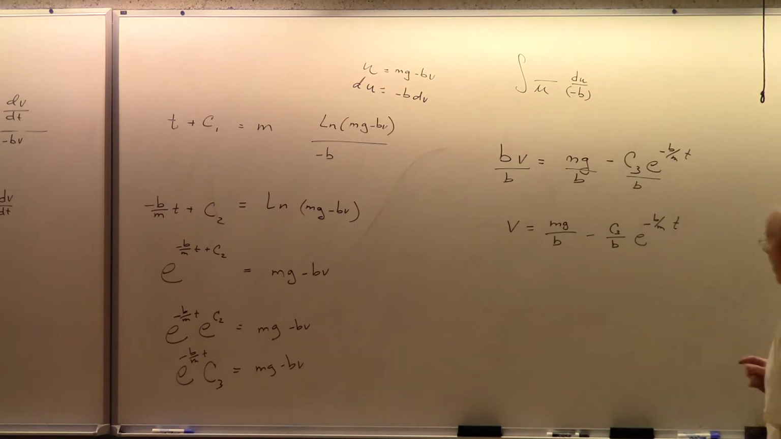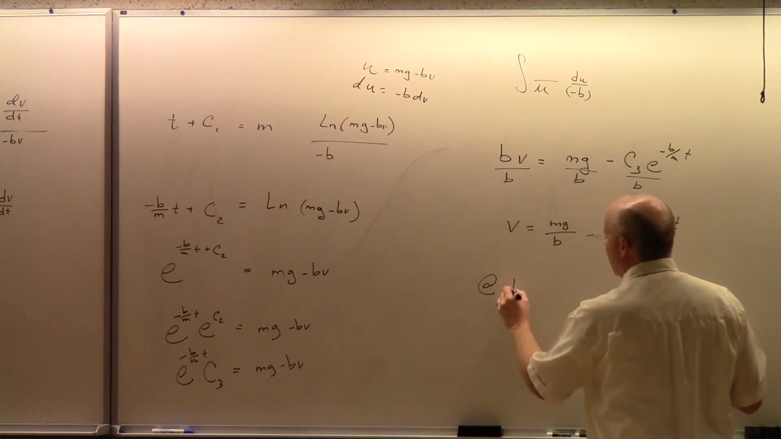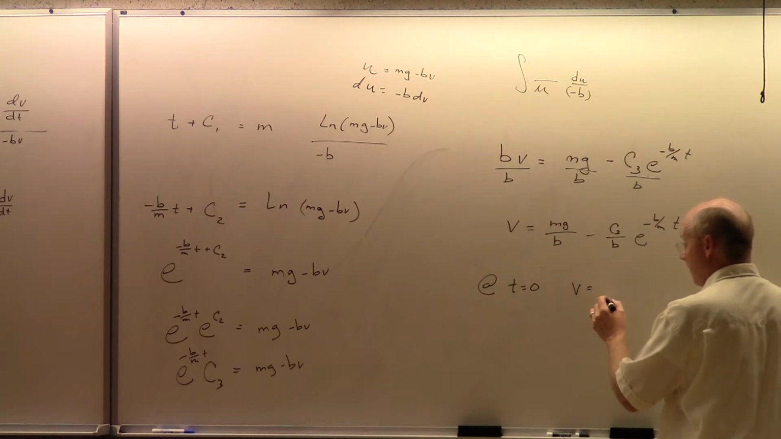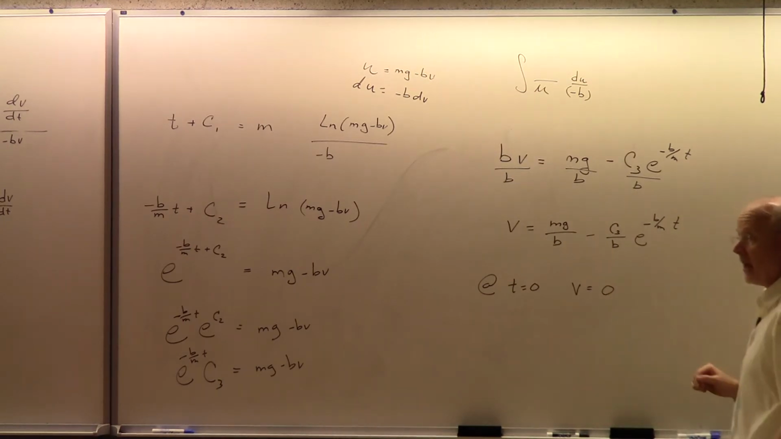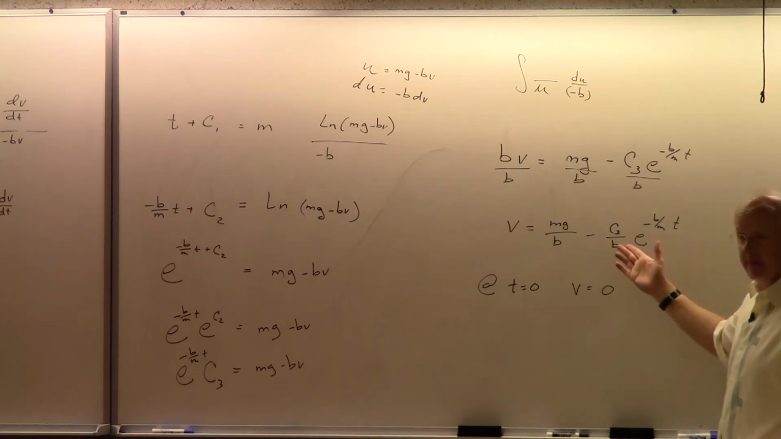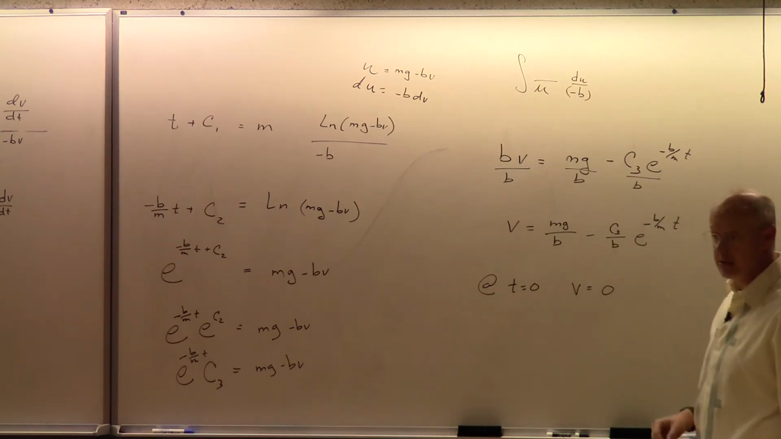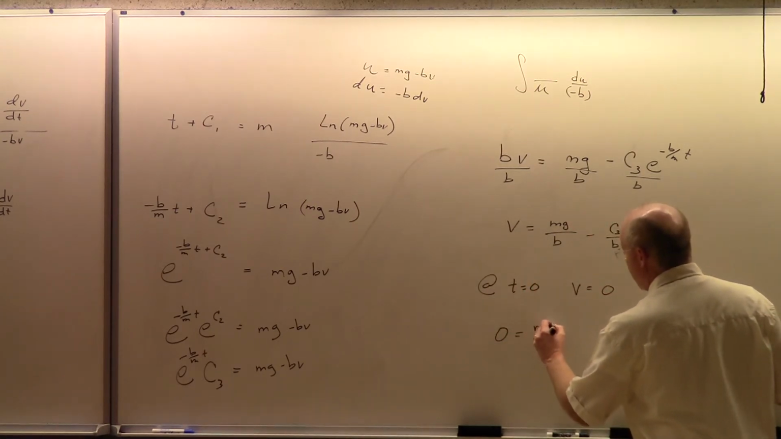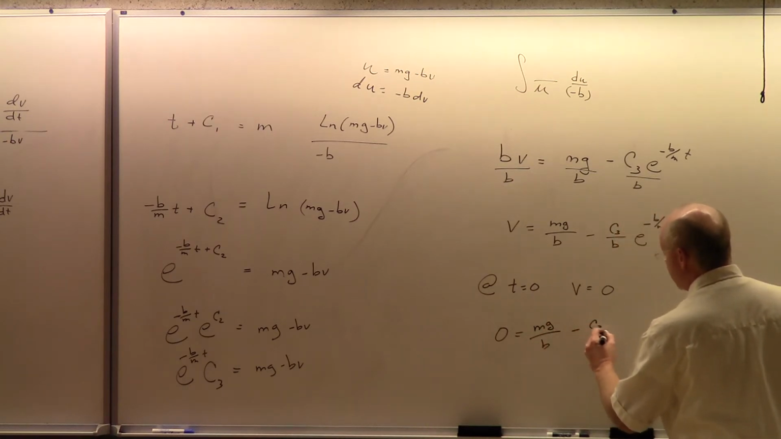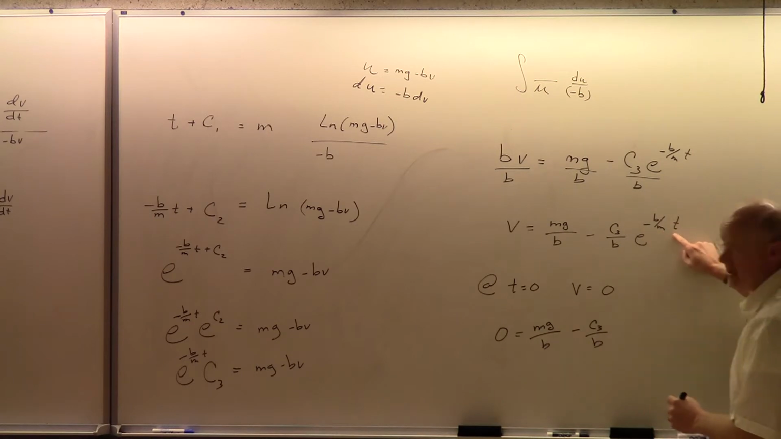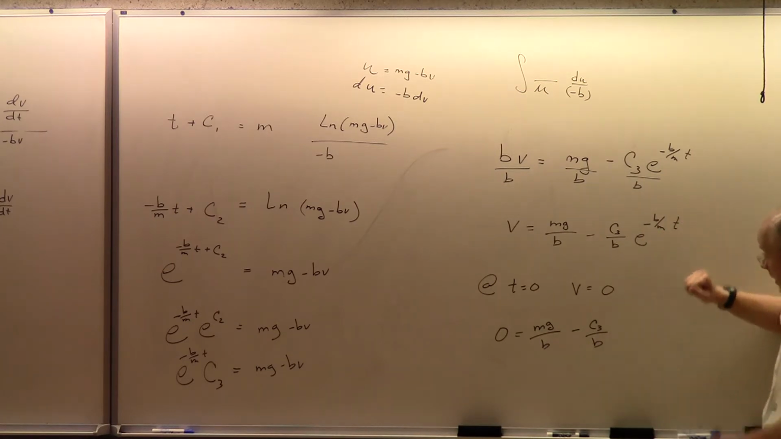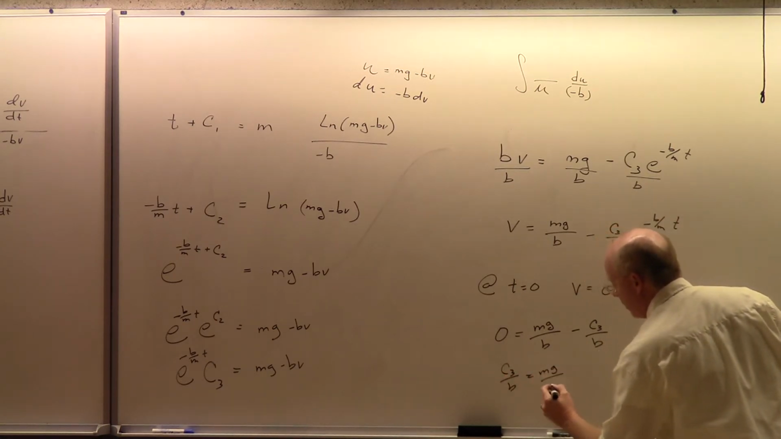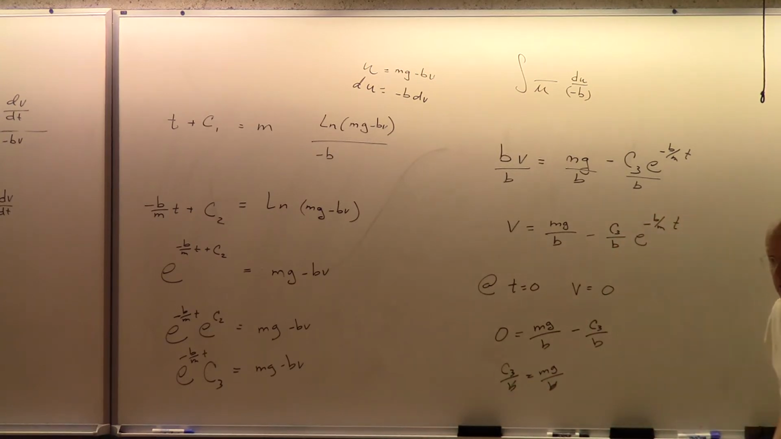And now I can say, well, how did we start off? At time equals 0, what was the velocity? 0. So let's put that into here and see if that can give me some insight into what these constants are, and it will. I'll put in a 0 there for the speed. This will be an mg over b. This will be a minus C3 over b. And this would be e to the 0. E to the 0 is, of course, 1. So when I move this to the other side, C3 over b is mg over b. In other words, C3 is mg.